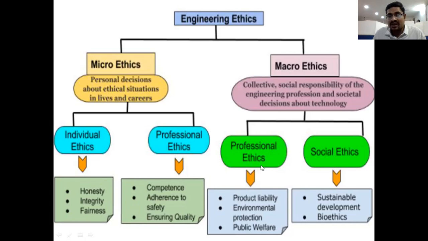In macroethics we have two types. That is professional ethics, as employees and employers of the company, we need to do all these activities: product liability, environmental protection, public welfare for the society. And the second thing is social ethics: sustainable development and bioethics. These things are performed by the employees and employers of the company for society development. That is social ethics, right?